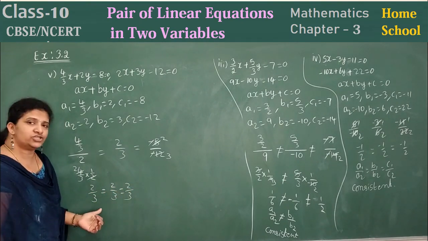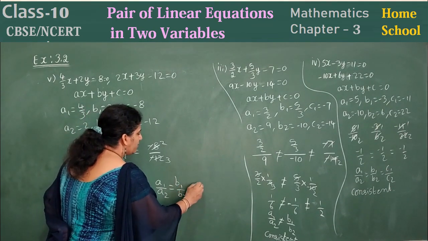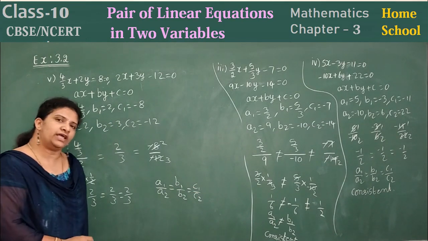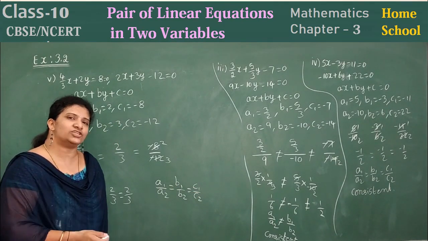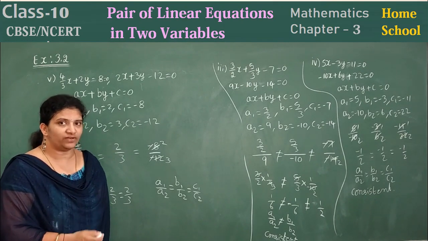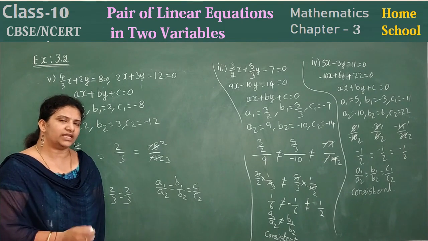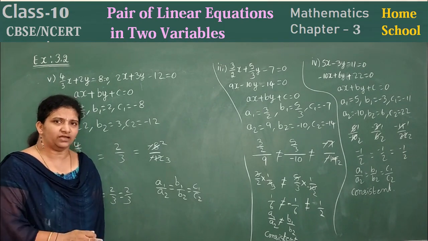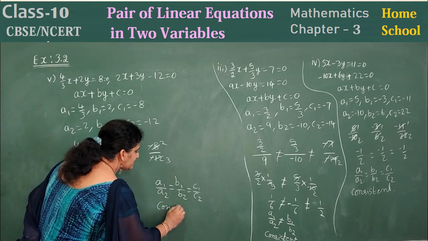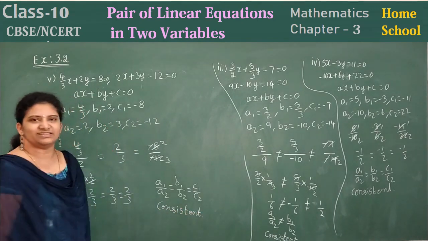Therefore all the ratios are equal. A1 by A2 is equal to B1 by B2 is equal to C1 by C2. If all the ratios are equal, what you can say? Therefore the two pair of linear equations are coincident. If they are coincident, they will be having many solutions, right? So therefore they are consistent. Okay, therefore they are consistent.